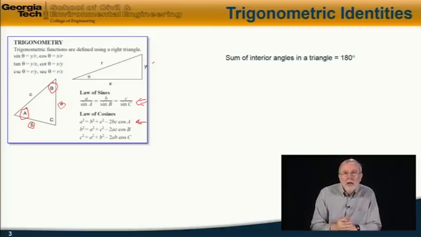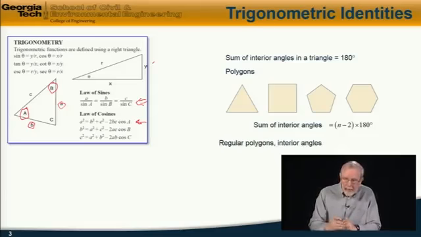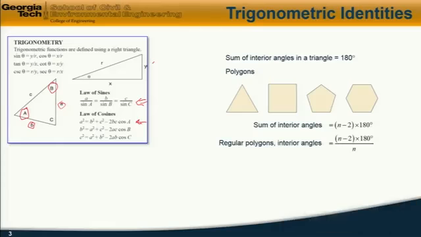The sum of the interior angles in a triangle is equal to 180 degrees. And more generally, for polygons of arbitrary number of sides, the sum of the interior angles is equal to the number of sides, or the number of angles, minus 2, multiplied by 180 degrees. And for regular polygons, such as sketched here, where all the angles are equal and all the lengths of the sides are equal, the magnitude of the interior angles is (number of sides minus 2) times 180 divided by the number of sides or angles, n.